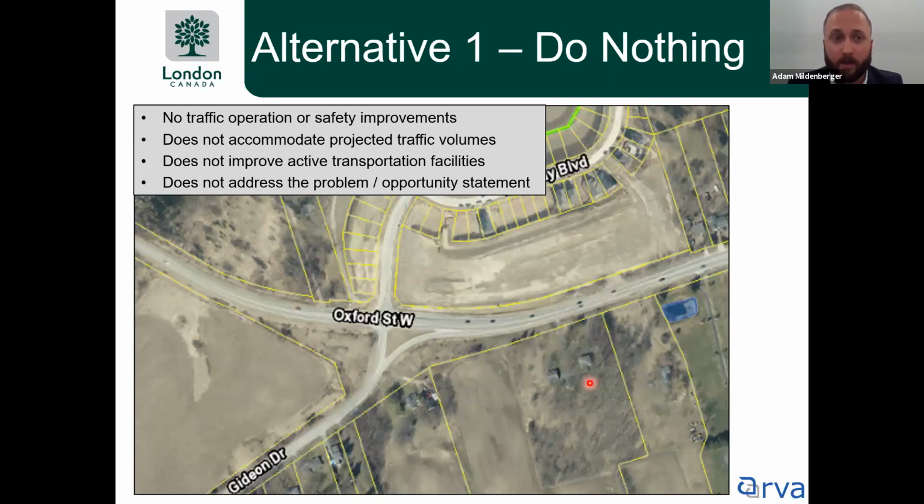So alternative 1, do nothing. This alternative consists of no operational or safety improvements to the intersection. Based on the studies that we've undertaken, we anticipate that the intersection in its current configuration is not able to sufficiently accommodate the future growth in travel demands. In its current configuration, it does not accommodate active transportation needs as defined by our problem and opportunity statement. And again, overall, it does not address the problem and opportunity statement for this study.